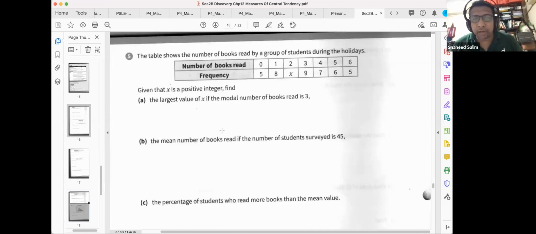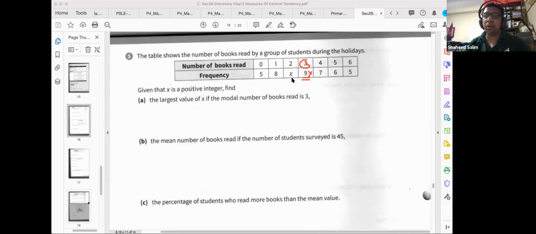The table shows the number of books read by a group of students during holidays. You have number of books read 0, 1, 2, 3, 4, 5, 6, right? The largest value of X if the mode number read is 3. So what does it mean? Mode means the number of books read. This is supposed to be the mode. And if this is the mode, that means 9 is the highest frequency, right? So X cannot be 9 or more than 9. Do you agree?